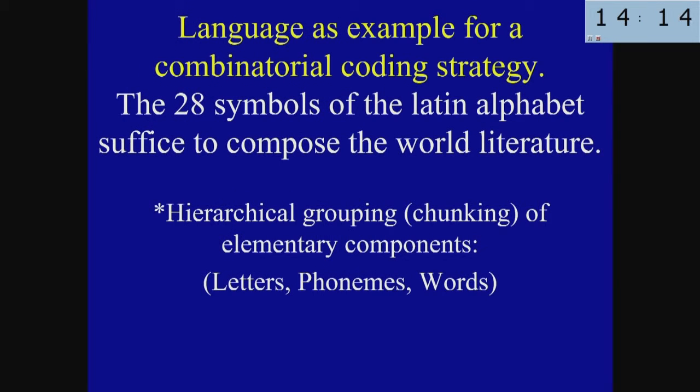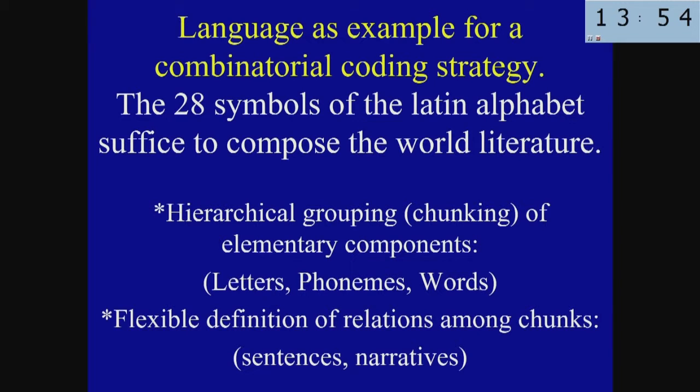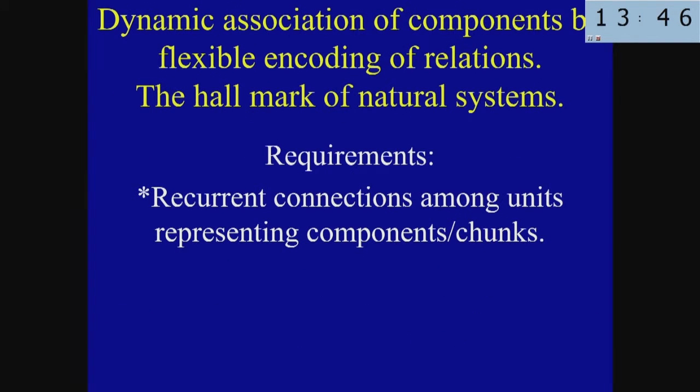Language is a great example of this coding strategy. The 28 symbols of the Latin alphabet suffice to compose the world literature. And the strategy is exactly the same, a hierarchical grouping of elementary components, in this case the letters, into phonemes, into words. These are the chunks. And then those chunks are associated in a flexible way into sentences and narratives using grammatical rules or syntactical rules. So this coding strategy is a hallmark of natural systems, but it does require a different architecture. It requires recurrent connections among the coding units.